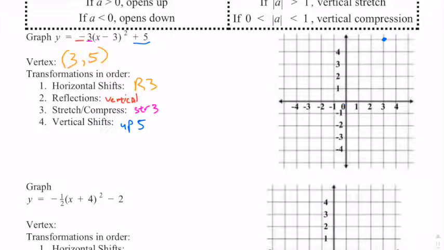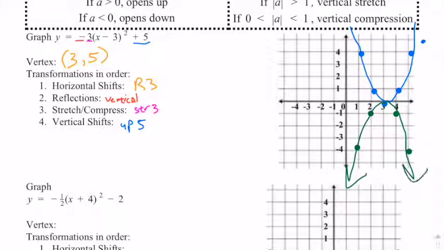So if we start with our parent function, remember it goes up 1 over 1, kind of like our absolute value, and then at 2 we square it, so 2, 4. Okay, now I'm going to transform it. I'm going to move it right 3, 1, 2, 3, and now it's a vertical reflection.